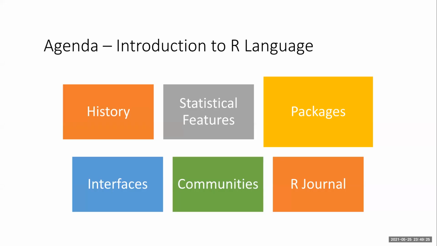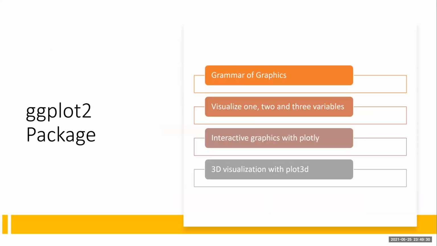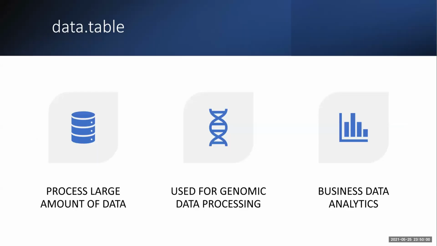Now we'll talk about some important packages in R. The ggplot2 library is one of the most important libraries to know in R. It has introduced the concept of grammar of graphics, which introduces a discipline to data visualization. It can be used to visualize 1, 2, or 3 variables at the same time. Additionally, a combination of ggplot2 with plotly can be used to formulate interactive graphics. Plot 3D can be used to visualize in 3 dimensions.